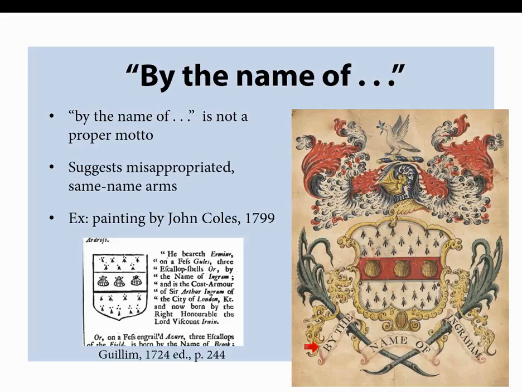What should be a motto is actually "by the name of Ingram," and that suggests to us that this was lifted out of this book specifically, as many of John Coles's heraldic paintings were. This habit of using "by the name of" in the place of a real motto is actually a telltale sign of having lifted a coat of arms directly from Gwillim's Display of Heraldry, where that phrase is used over and over again, without really understanding the meaning.